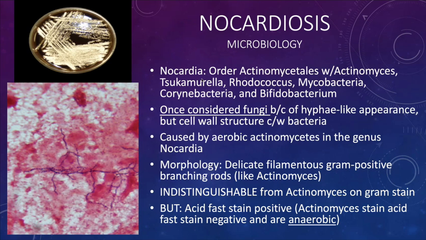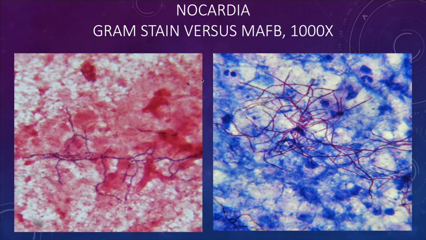As I said before, actinomyces and Nocardia are indistinguishable on gram stain, but Nocardia is distinct from actinomyces in that it is acid fast stain positive, weakly acid fast stain positive, and it tends to have more of a beaded morphology. Actinomyces, in contrast, is acid fast stain negative, and of course it's an anaerobe, whereas Nocardia is an aerobe. So this is a gram stain of Nocardia on the left, and you can see that it has a bit of a beaded morphology.